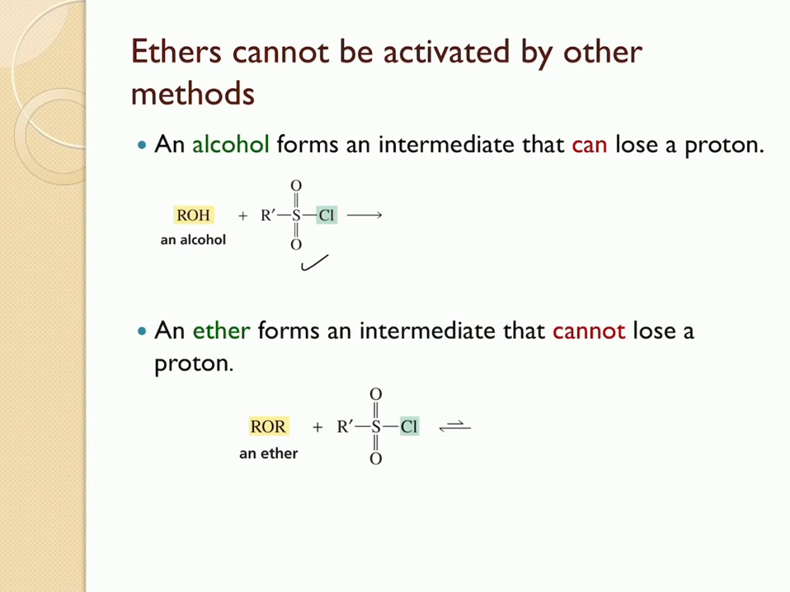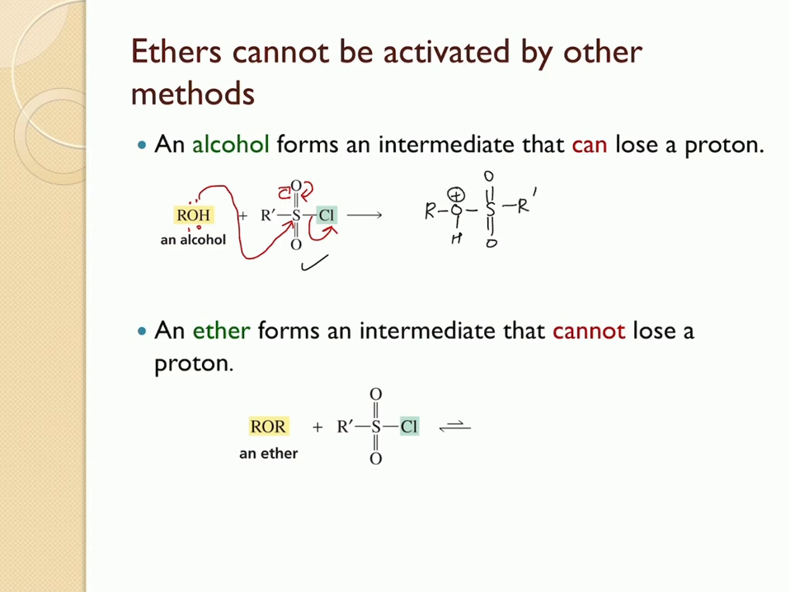In the case of alcohols, let's see what the mechanism is. In the first step, this oxygen is going to make a nucleophilic attack on this electrophilic sulfur, pushing these electrons onto oxygen. Those electrons are going to come back in here, and since there is a leaving group, that is going to leave, right? So now this is going to form an intermediate, which is going to look like this.